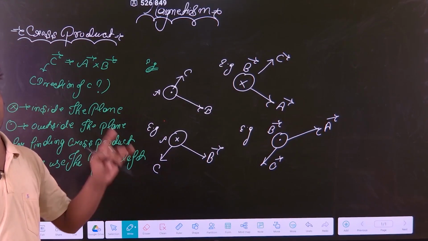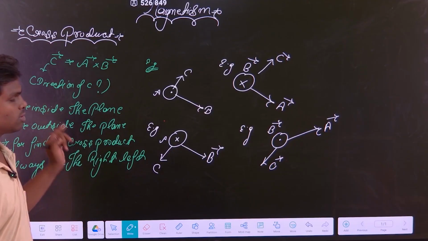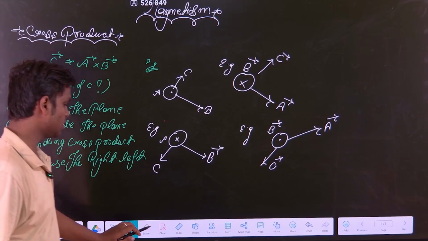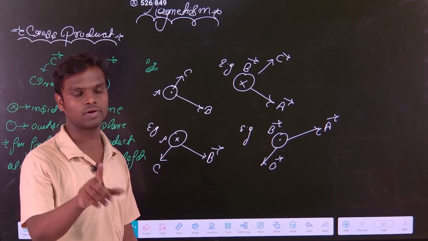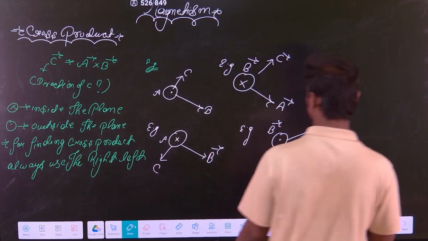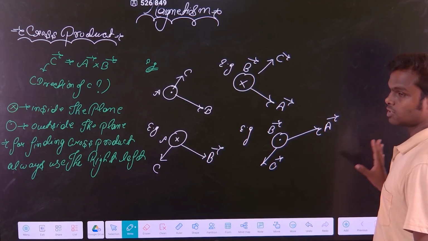Why is it important? Because our first law is based on this only. If you don't know how to use your hand, this chapter will be gone from your hand. This is a very easy chapter, but you should know how to find the direction. Clear? Now it is clear. This is a basic concept which I want to tell you.